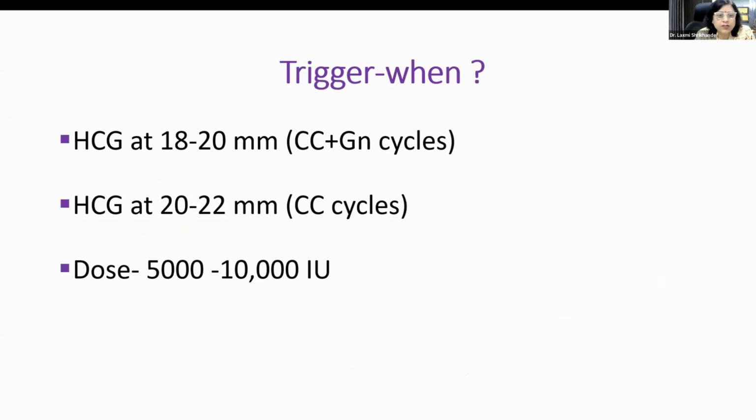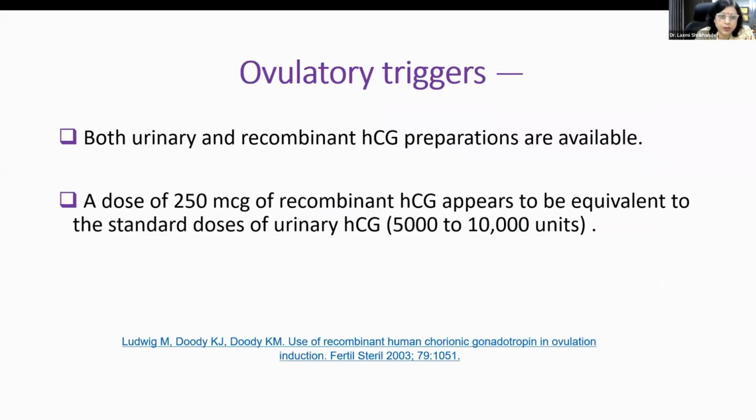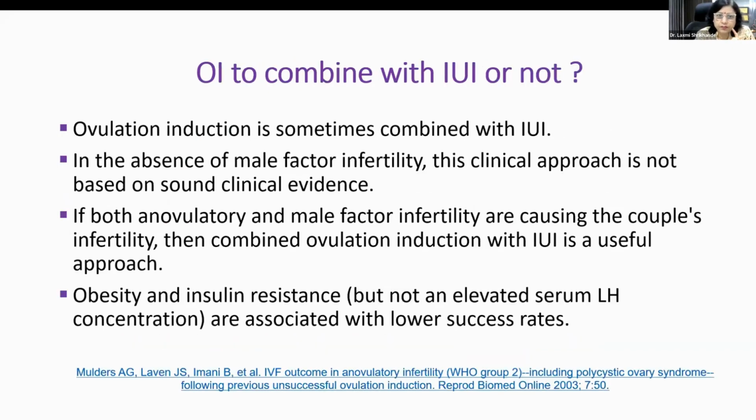What should be the dose? 5,000 to 10,000 IU. You can use urinary HCG or you can use recombinant. If you are using recombinant, remember a dose of 250 microgram of recombinant HCG appears to be equivalent to your standard dose of 5000 urinary HCG.